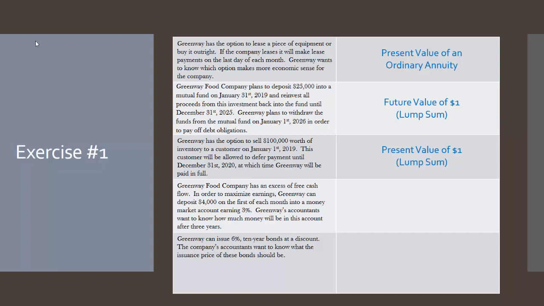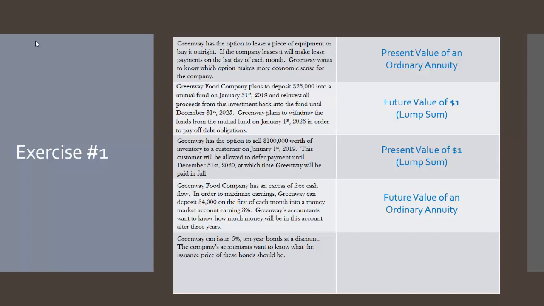Next up, Greenway Food Company has an excess of free cash flow. In order to maximize our earnings, we're going to deposit $4,000 on the first of each month into a money market account which earns 3%. Greenway's accountants want to know how much money will be in this account after 3 years. While we're making a series of payments, trying to figure out what it's going to be worth in 3 years, that is the future value of an ordinary annuity.